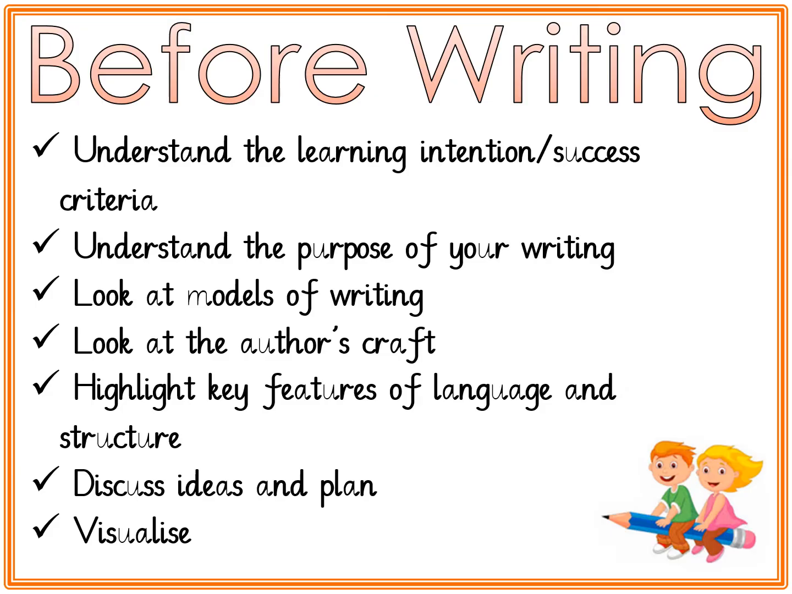Okay, so before writing, understand the learning intention and success criteria. So learning intention is to write a discursive essay on whether or not phones should be banned in school. Success criteria, we will look at understanding the purpose of your writing as a discursive essay. Look at models, we'll do that. It's going to be the same model as last time, so we'll rush through. Look at the author's craft, that will be in the model of writing. Key features we'll look at, and if you want to discuss at home, ideas and plan and visualize.